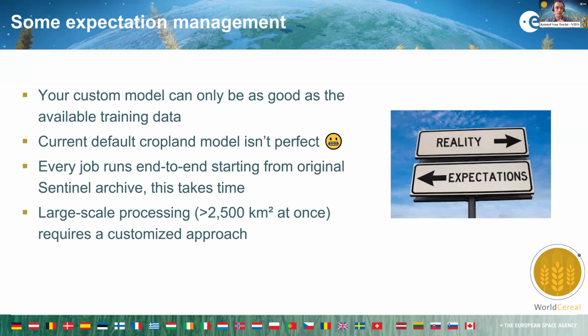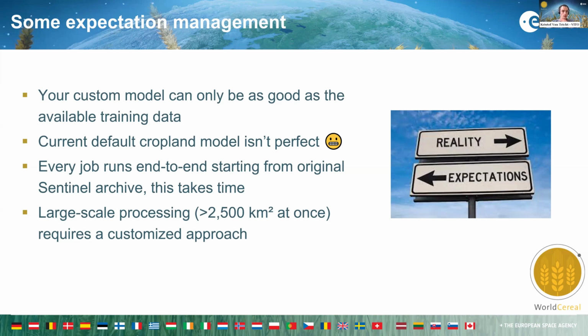Also, the current default cropland model is definitely not perfect yet. We switched to Presto. We are very amazed with what we can do now with our default cropland model, but we are really eager to look for feedback on where it works and where it doesn't, so that we can also have targeted improvements in regions that are not performing that well.